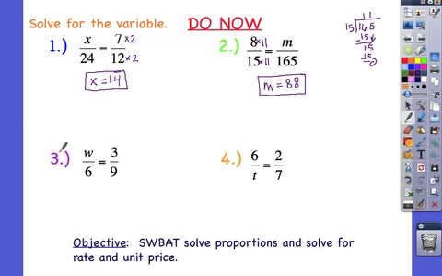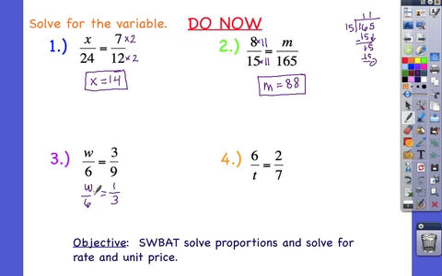Now number 3 is a little bit trickier, because there is no factor that we can multiply 6 by in order to get 9 that's a whole number. We would have to multiply by a fraction or a decimal. So one strategy you can use is to try to reduce this fraction first and see if that helps. Well, 3/9 is the same thing as 1/3. So we didn't change the problem, we just reduced it to another equivalent fraction.